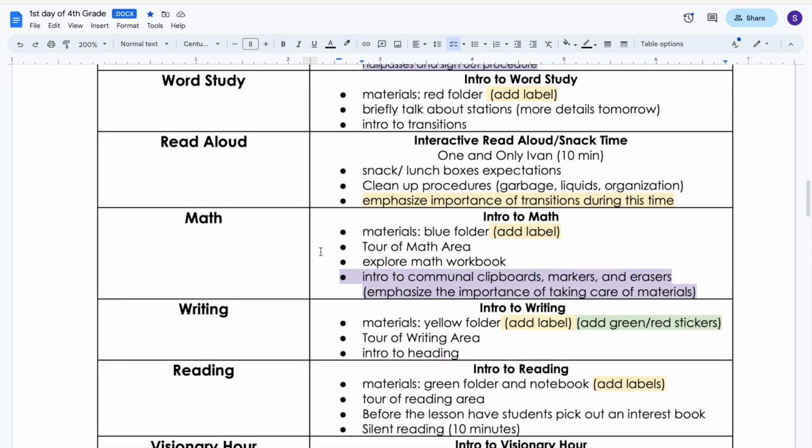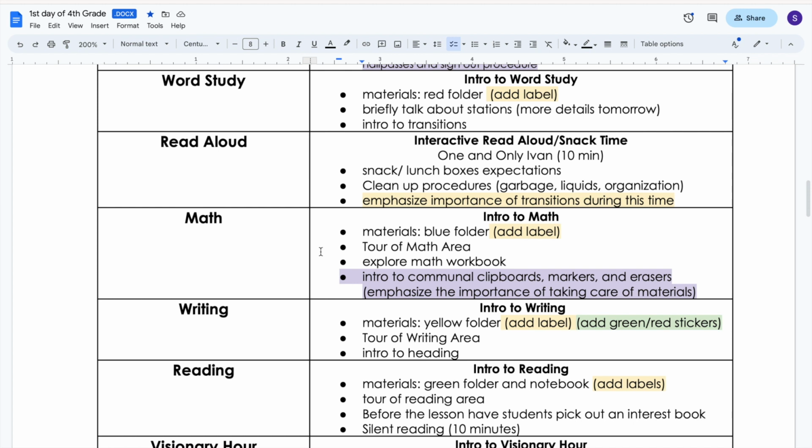Then this is the regular schedule. I have all of it listed, and it's pretty much the same idea. We introduce the subject, talking about why it's important and what we're going to be learning, and then we take out the materials and label them. So this is quick. Word study: take out the material, red folder, add label. Might not get to it today, but just so that they know what the materials look like.